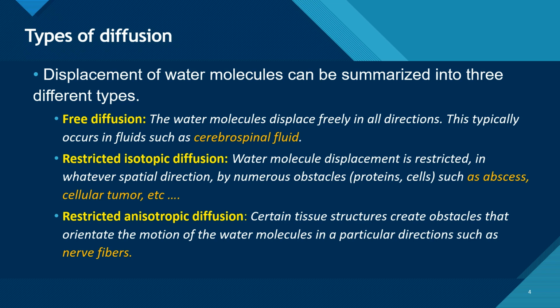The third and final type of diffusion is restricted anisotropic diffusion, and this occurs due to certain tissue structures which can create obstacles that orient the motion of water molecules in a particular direction and restrict it in the other. A good example of this is nerve fibers, in which the direction of water molecule movement is usually longitudinal but restricted in the transverse plane.